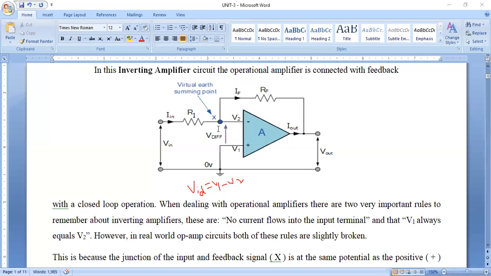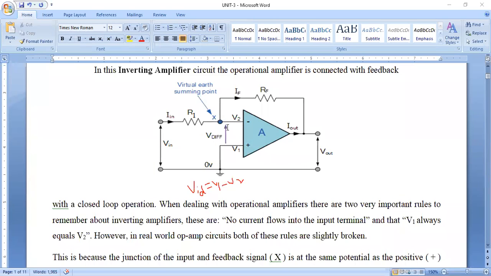This point is called A, and this point is called B, and the voltage at one point is VA, and the voltage at the other point is VB. If it is an ideal operational amplifier, VA is equal to VB, and current flowing through the operational amplifier is zero. That is why, to explain the ideal condition, the virtual ground comes into existence. Virtual ground point or virtual earth point or virtual summing point, where we are connecting the feedback.